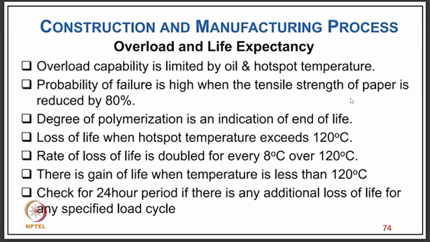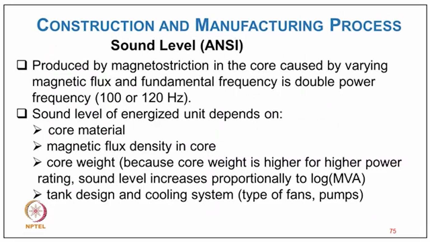Now coming to overload and life expectancy. The overload capacity is limited by oil and hot spot temperature, and the probability of failure is high when the tensile strength of paper is reduced by 80%, and the degree of polymerization is also an indication of end of life. Loss of life occurs when the hot spot temperature exceeds 120 degrees Celsius, and the rate of loss of life doubles for every 8 degrees over 120 degrees. There is a gain of life when the temperature is less than 120 degrees, and check over a 24 hour period if there is any additional loss of life for any specified load cycle, because sometimes the load cycle is also changing a lot on the transformer.